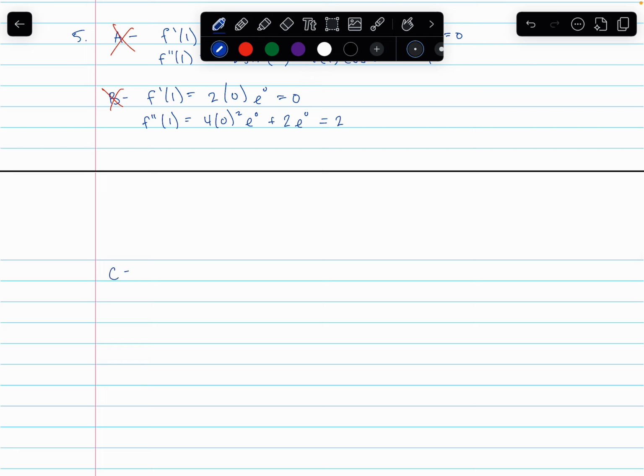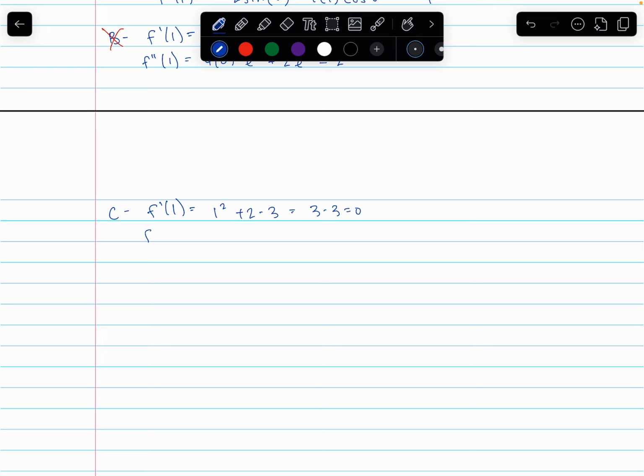Let's try C. Let's make sure f prime of 1 is equal to 0. That's going to be 1 squared plus 2 minus 3, which is 3 minus 3, which is going to be 0. So it is a critical point. Now f double prime of 1 is going to be equal to 2 times 1 plus 2, which is equal to 4. So it's not going to be this one, so it's going to have to be D. Let's go ahead and check.